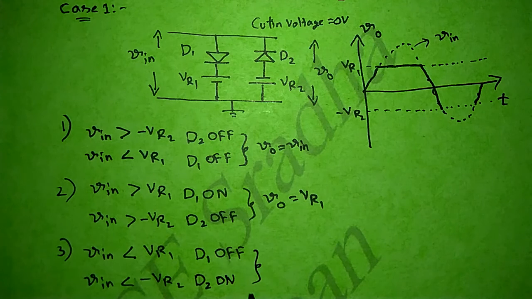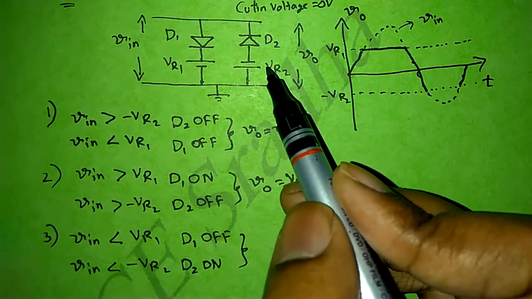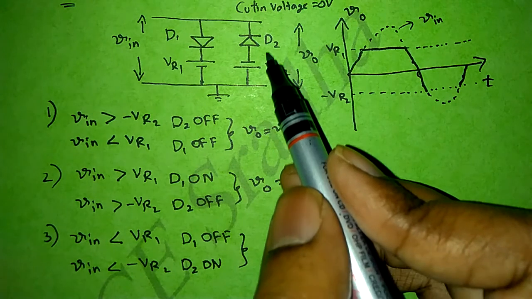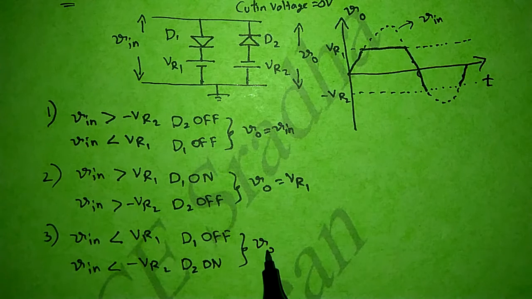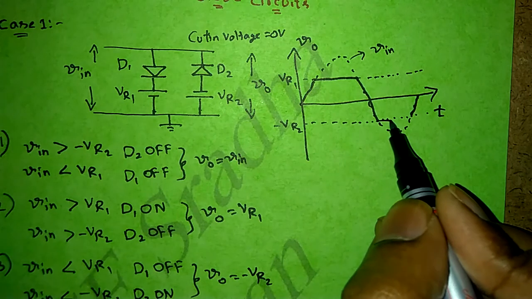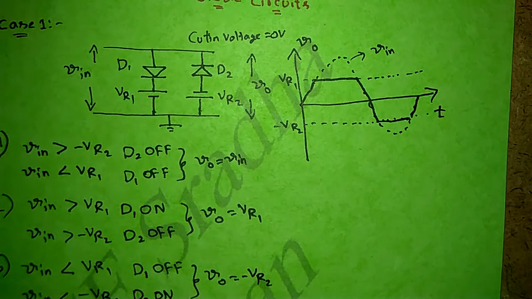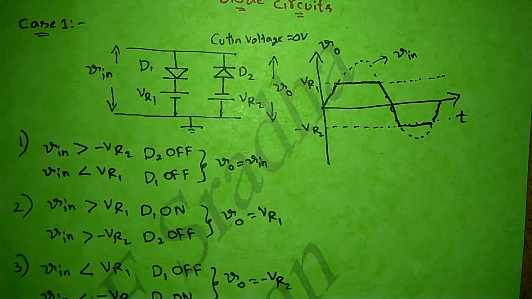From this we can say that since diode D2 is on, short circuited, this reference voltage VR2 will be directly connected to the output. So output is simply minus VR2. So we can represent same thing here like this. So in this manner we can plot the output waveform for any kind of two-level clippers.